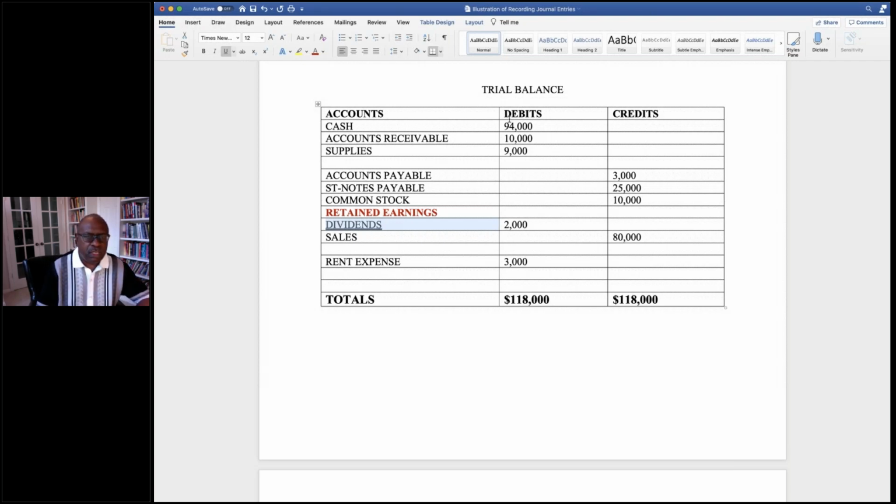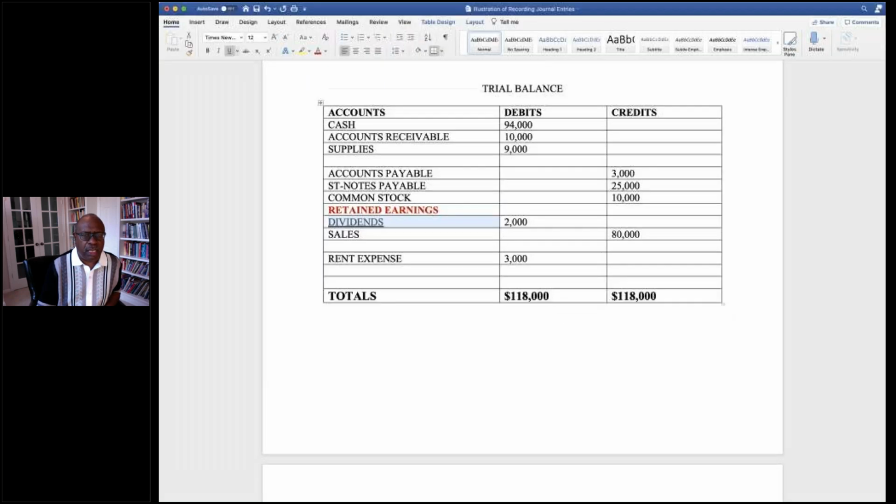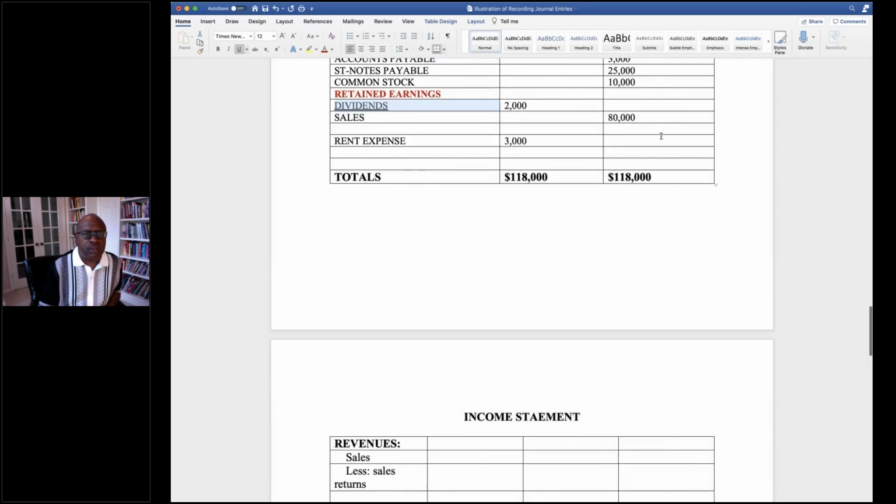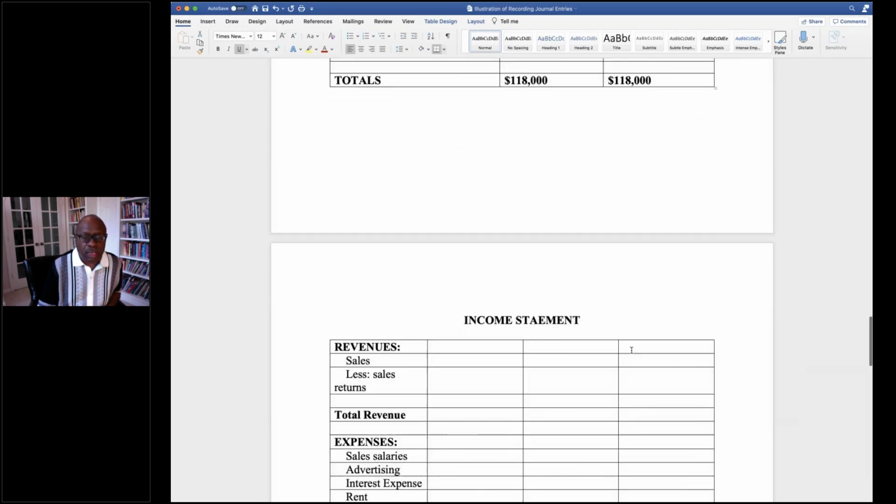So when you get ready to prepare, if your trial balance is prepared and it's in order, we simply look at the items below dividends, the revenues and expenses, and we prepare the income statement. If we want to prepare an income statement, and we have 3 columns, we just use the one on the right. Our sales were $80,000. So we simply bring the 80,000 here. And that's our total revenue, 80,000, as we're looking at a very simple example.